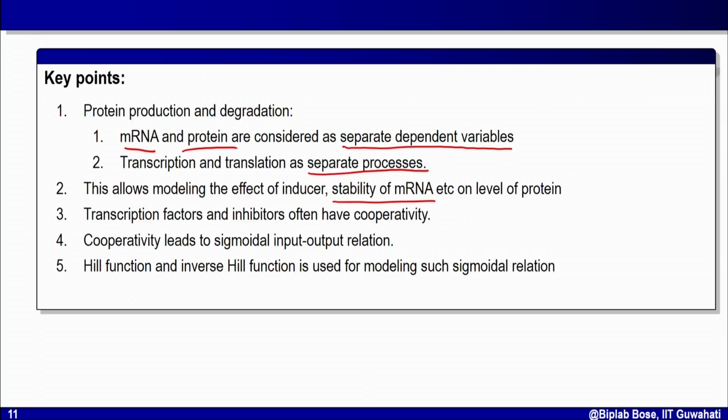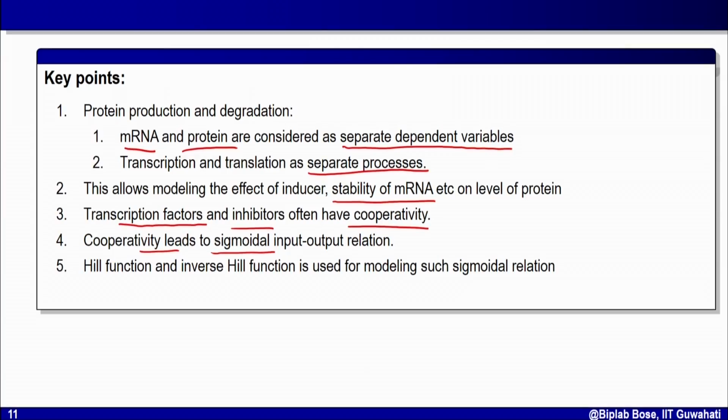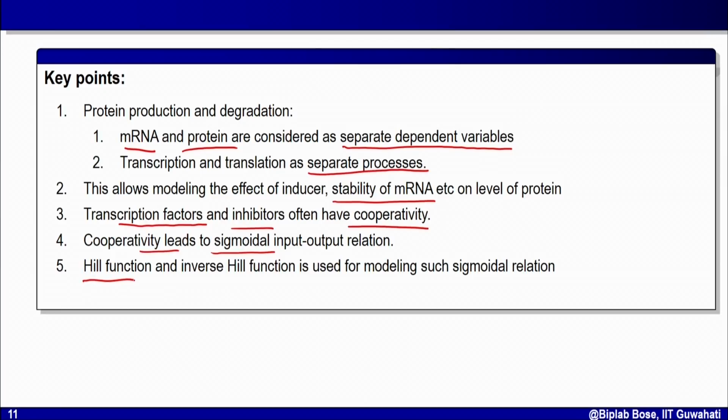Now we have to remember, in most cases, transcription factors or inhibitors work with cooperativity. This cooperativity sometimes leads to a sigmoidal input-output relation. So the input-output is not linear here, but non-linear and has an S shape, and it saturates at a higher value. If experimental data is telling you that you have a sigmoidal input-output relation for the transcription factor involved in this system, you can use the Hill function, which is very simple, or an inverse Hill function to model this type of sigmoidal behavior.